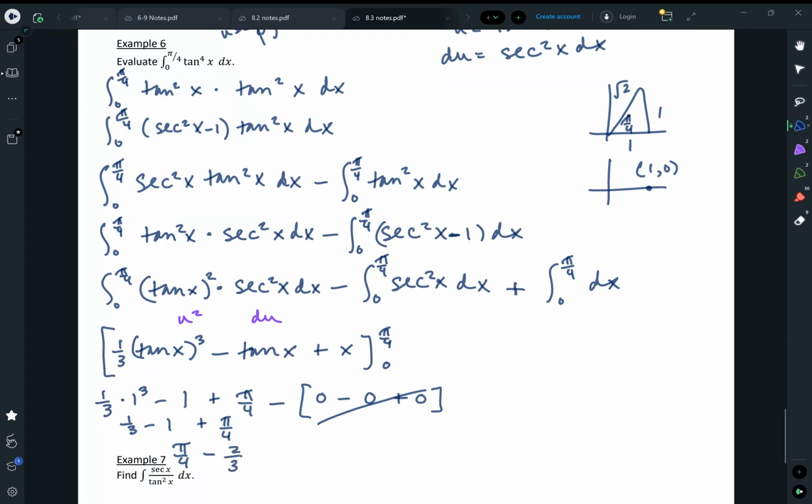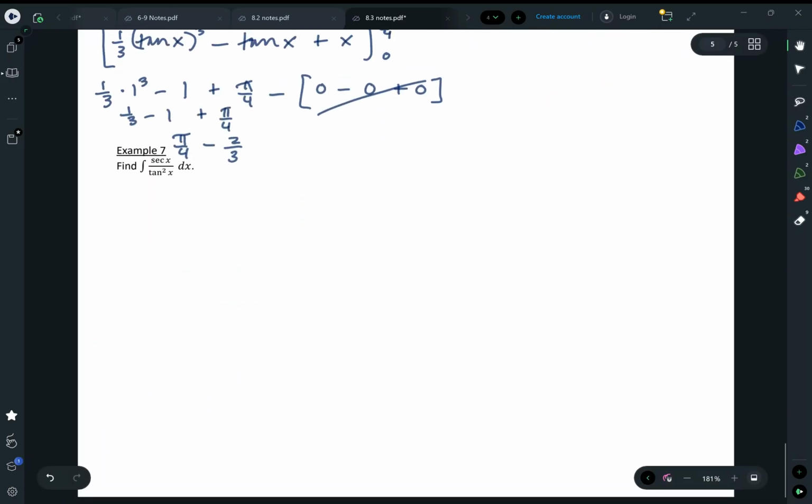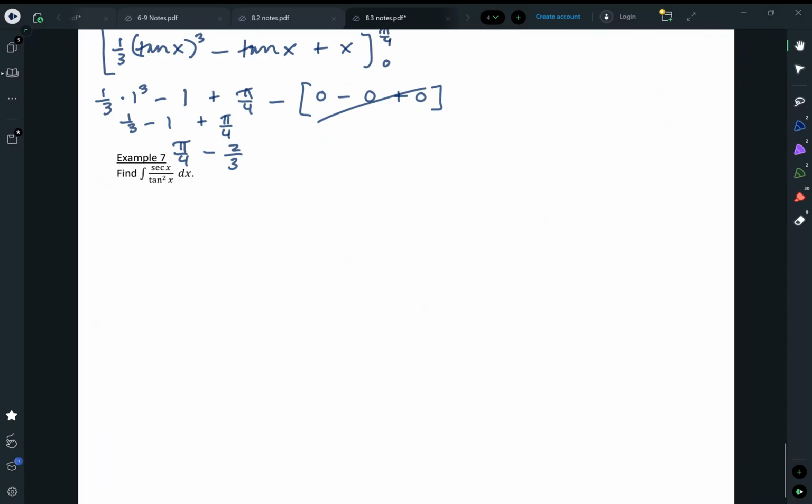All right, last problem. That was a little bit tricky at the end, but it's good for us to do the trig by hand. We really need that extra practice. So for our last one, we have a fraction, secant x over tangent squared x. So let's see, maybe just rewrite this like 1 over tangent squared x times secant x dx. The problem is that fraction, right?